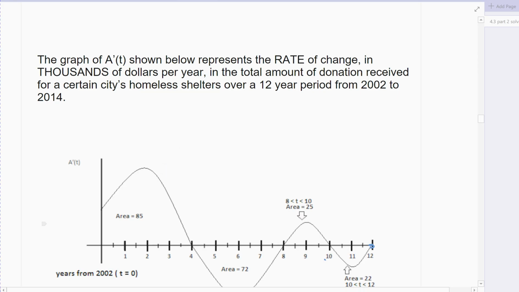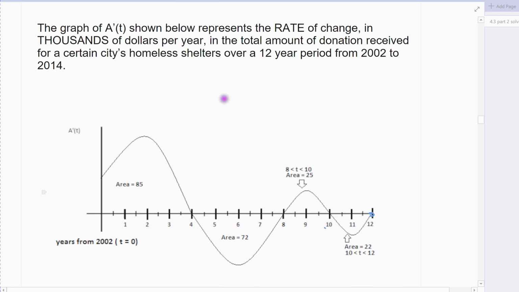All right, so the second example, we have a graph of A prime of t. So again, it represents a derivative. It's a rate of change. I remember it's in thousands of dollars per year, so that's the rate at which it's growing for the total amount of donations received to a homeless shelter over 12 years. So again, this is the rate at which they're receiving more or fewer donations throughout the year.